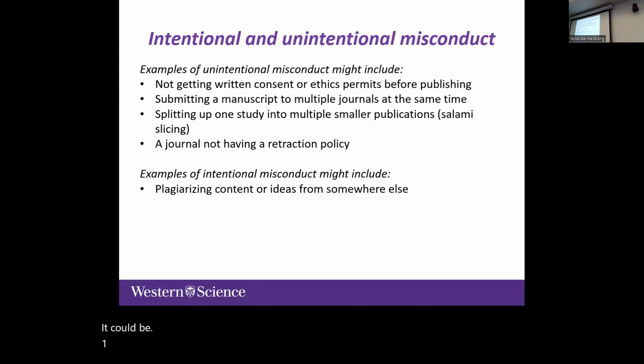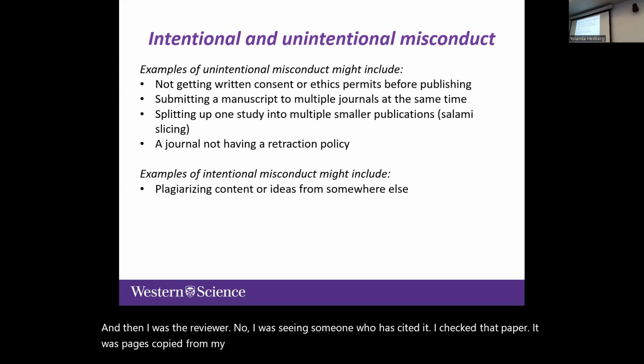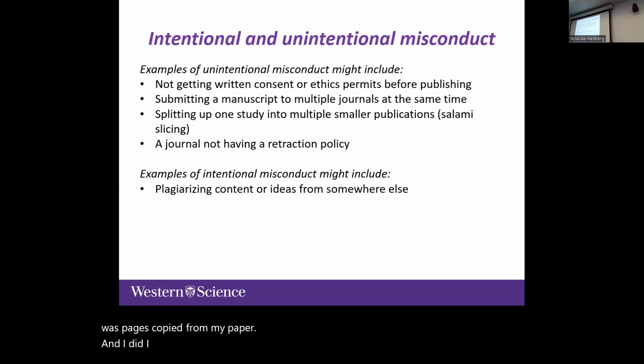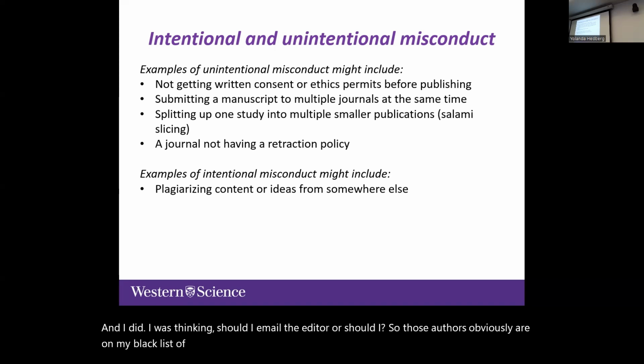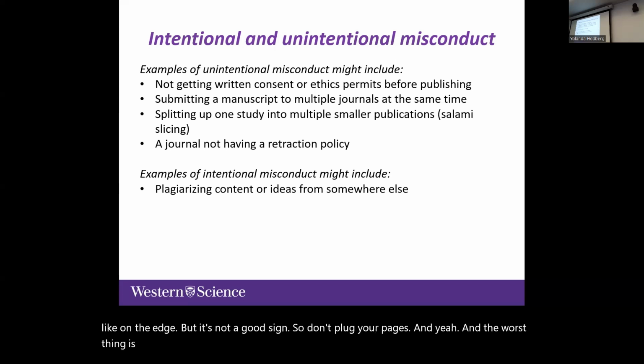One time I had published a perspective paper on the role of proteins in corrosion of passive metals, and then I was seeing someone who cited it. I checked that paper. It was pages copied from my paper. And I was thinking, should I email the editor? Those authors obviously are on my blacklist of people, but they managed the balance of still citing my paper. So it was on the edge, but it's not a good sign. And the worst thing is their paper is much more cited than mine, right?